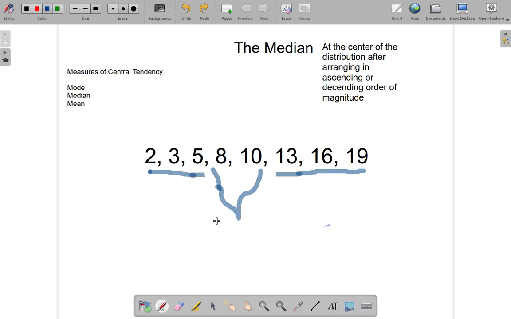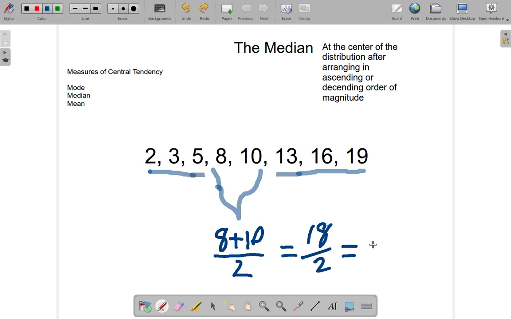What you have to do here is say 8 plus 10 divided by 2. You add them and divide by 2. 8 and 10, that's 18 divided by 2 is equal to 9. Alright. This is funny, you know, because 9 is the median and 9 isn't even there. So that is what happened in this case. That is one drawback of the median. But that does happen sometimes. 9 is the median and 9 is not there.